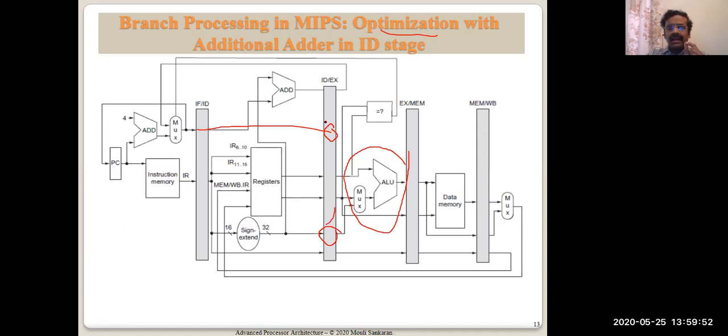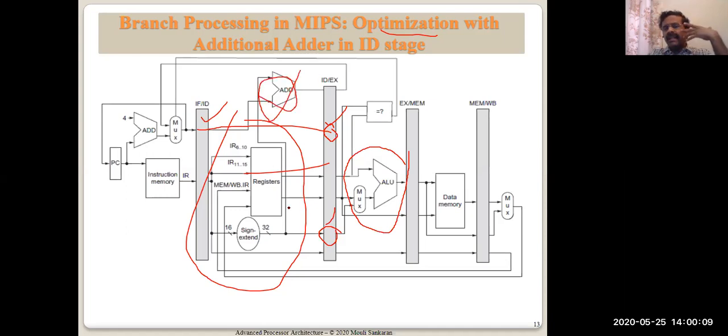Actually, these two values are already available here. Okay, it is already available in this stage, but we unnecessarily delayed computing the new target address by 1 cycle because we didn't have an ALU here. We didn't have an adder here.